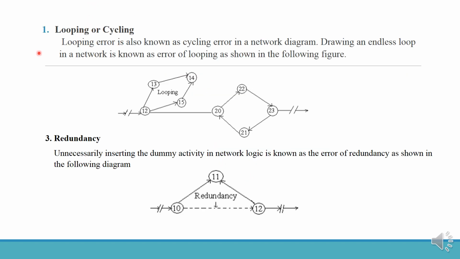Looping or cycling. Looping error is also known as cycling error in a network diagram. Drawing an endless loop in a network is known as the error of looping, as shown in the figure. Finally, redundancy. Unnecessarily inserting a dummy activity in the network logic is known as an error of redundancy, as shown in the following diagram.